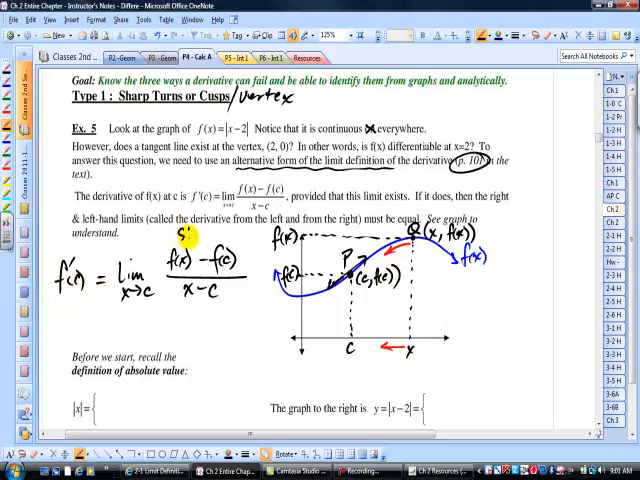Okay, so I just took the slope of the secant line from PQ. I took the limit as x approaches c to get the slope of the tangent line directly at point P, which has coordinates c comma f of c.